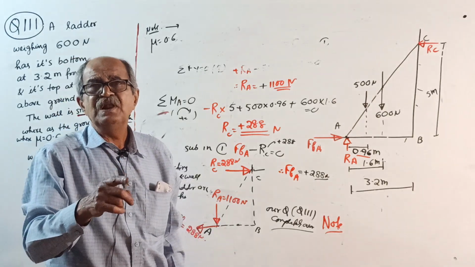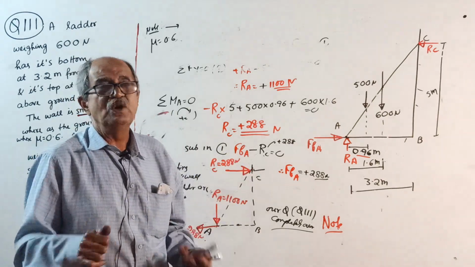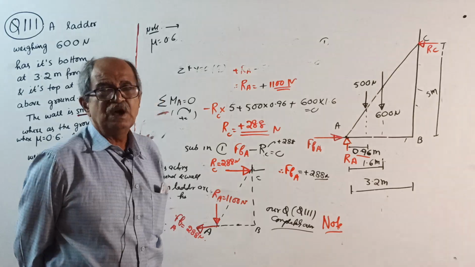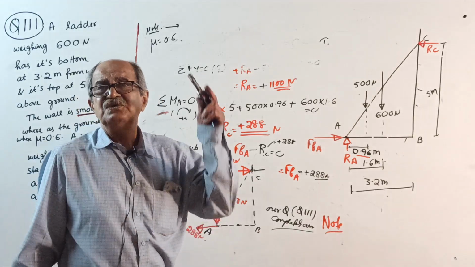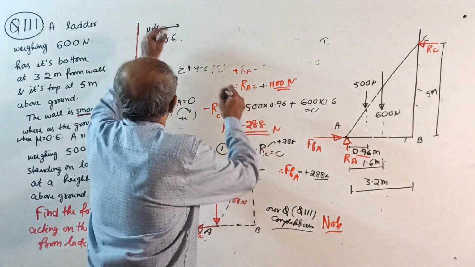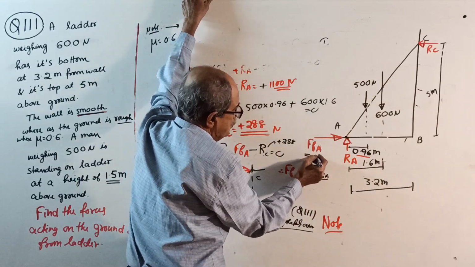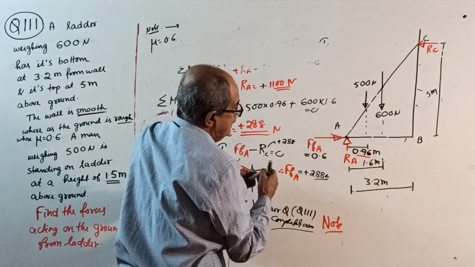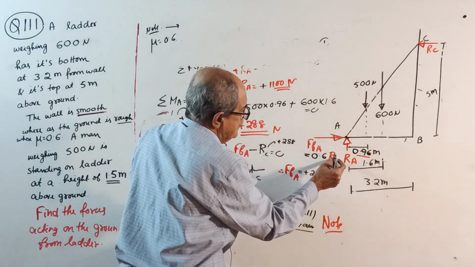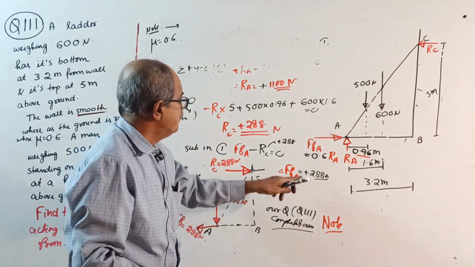The person who set the question knows the subject. The purpose is just to confuse, to see that you make the mistake. What mistake? He wants you to write FF at A equal to 0.6 RA. He wants you to make that mistake. Actually, FF at A is not 0.6 RA.